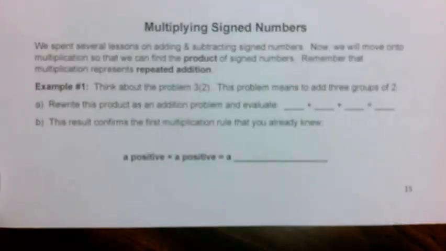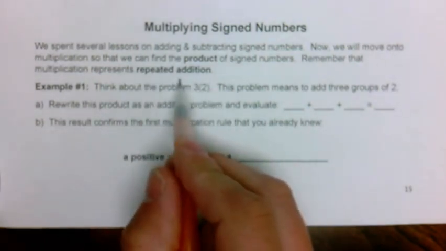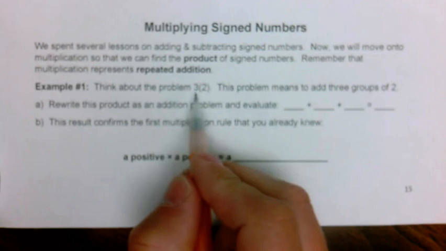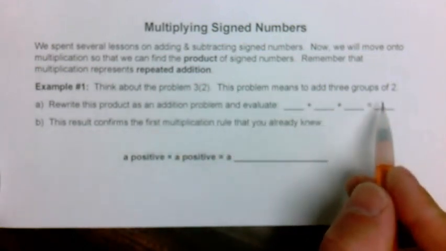In this video, we're going to be multiplying signed numbers. We spent several lessons on adding and subtracting, and now we're ready for multiplication so that we can find the product of signed numbers. Remember that multiplication represents repeated addition. If you think back to elementary school, when you had a problem like 3 times 2, this problem means to add 3 groups of 2.